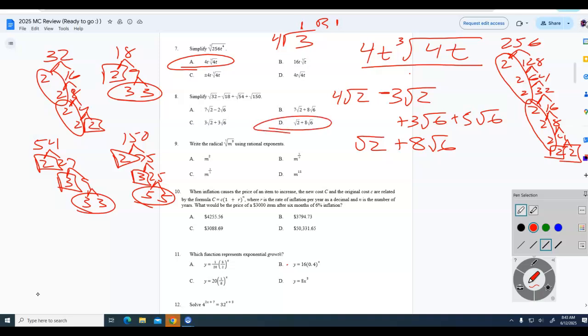Number 9 is a gift. We should know at this point exponent over index. So our m can be written as m to the 3 fifths. And 3 to the 5th is right here.